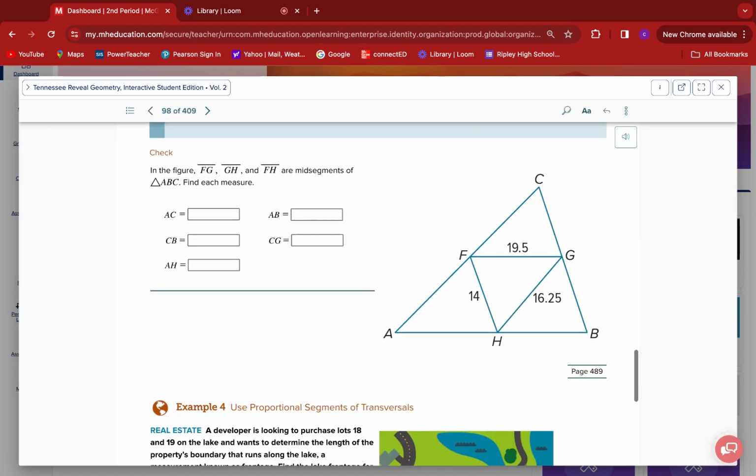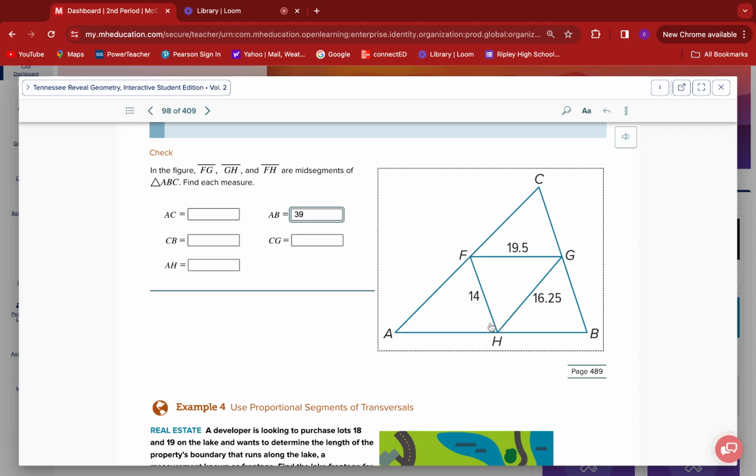All right, we got a check here. Okay. So I need to find a bunch of stuff. Now this time, you guys, they gave us mid-segments. It says FG is a midsegment of AB, which means you need to double 19.5 to get AB. So let's do that. I mean, we're right here, so might as well. 19.5 times 2 is going to give me AB. So what is 19.5 times 2? That should be 39. So AB is 39.